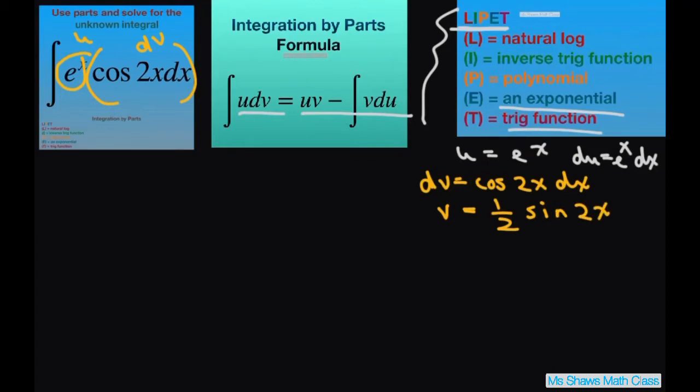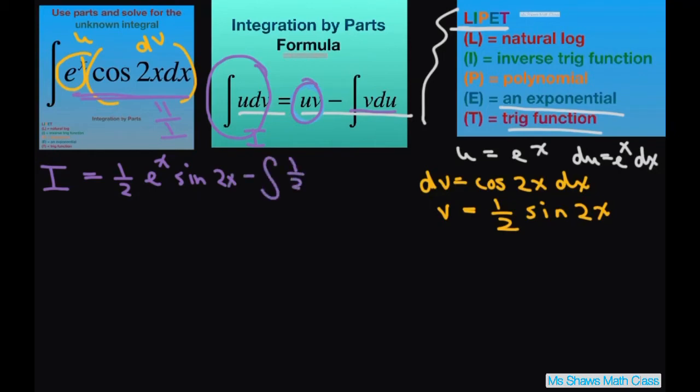Now let's fill in our formula here. So u times v minus our integral. I'm going to call this integral I. So I is going to equal, this is your I, and let's fill everything out. You're going to have 1/2 e to the x power sine of 2x minus the integral of 1/2 sine 2x e to the x dx.